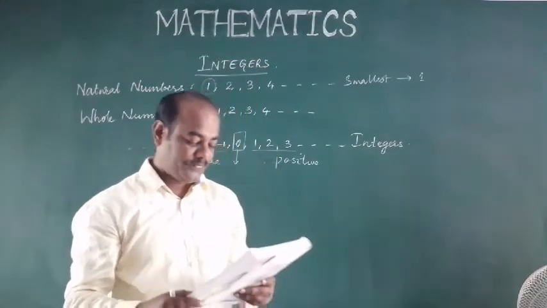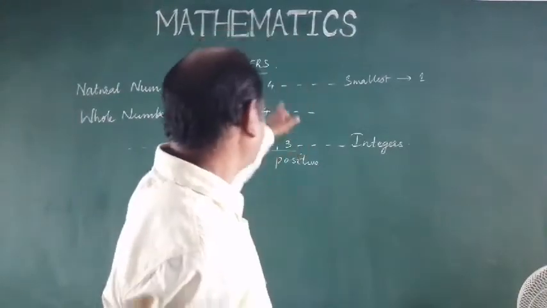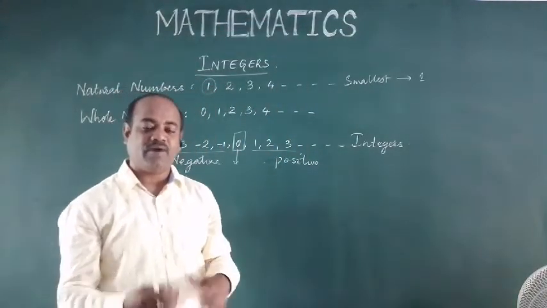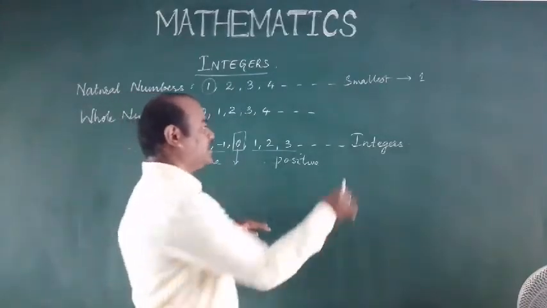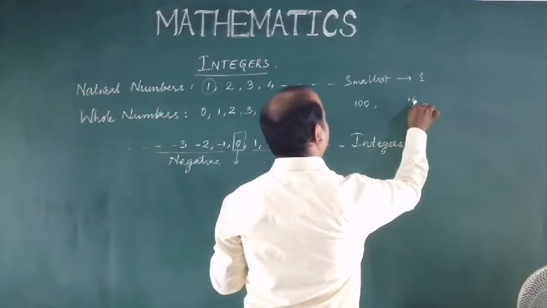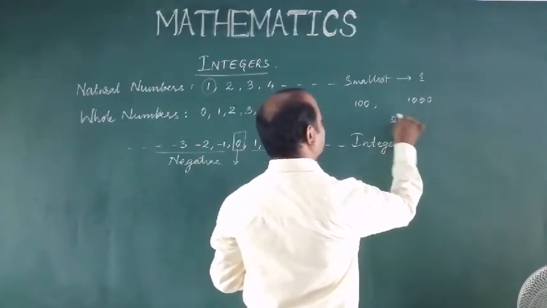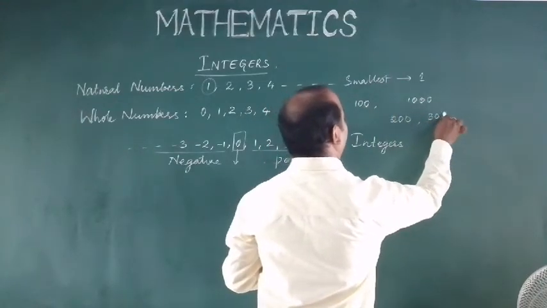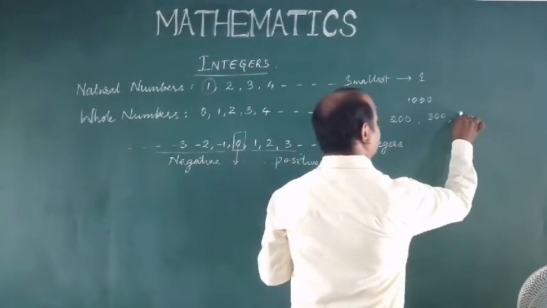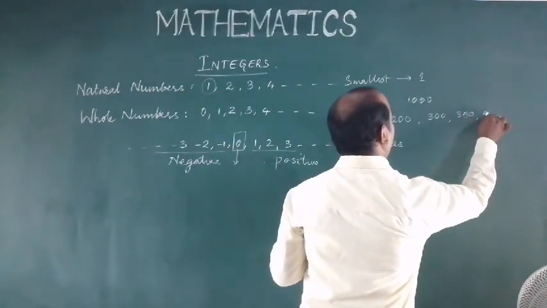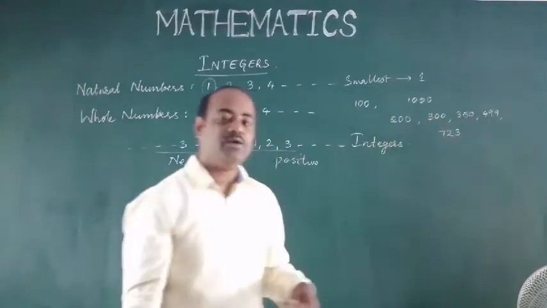Similarly, next question. Write 5 natural numbers between 100 and 1000. Natural numbers go on, like 5, 6, 7, 8, 9, 10, 100, 1000, lakh, crore. We can write them. So, in between 100 and 1000, can you write any 5 natural numbers? 101 or 200. It lies between 100 and 1000. 300, 400, 450, 500. Like this we can write 200, 300, 350, 499. Next 723. All are between 100 and 1000 only, right?